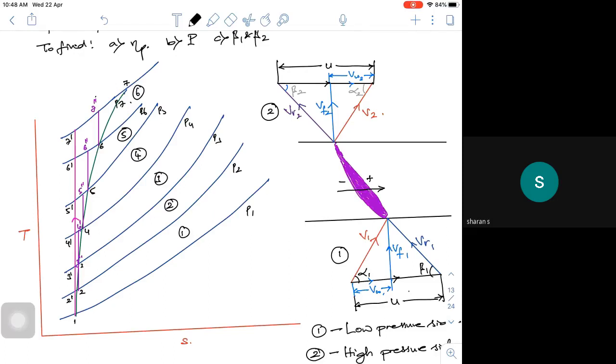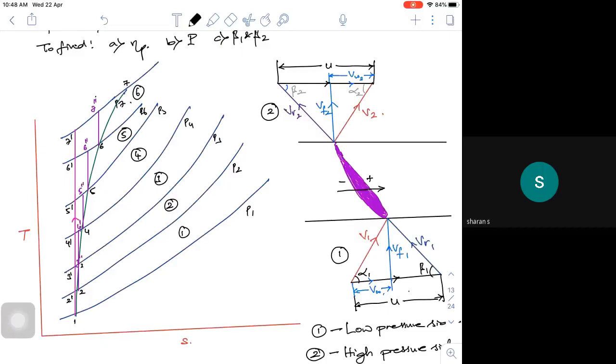What is your corresponding alpha 2? Alpha 2 I also need. I can assume that alpha 1 and alpha 2 are both the same. The fluid enters at some 20 degrees and exits at some 20 degrees. Those are the flow angles. I can easily find the corresponding Vw1 and Vw2, and find beta 1 and beta 2. That's an indirect thing which I'm asking you to do.